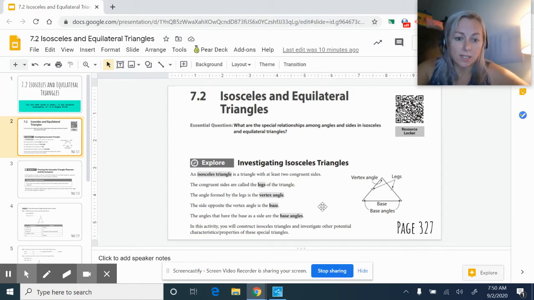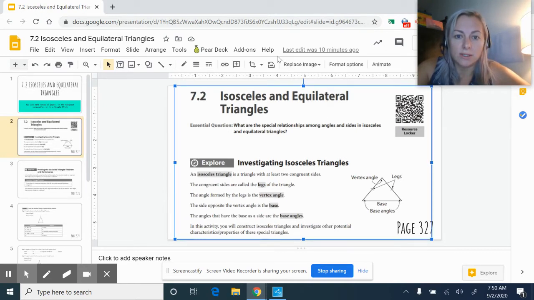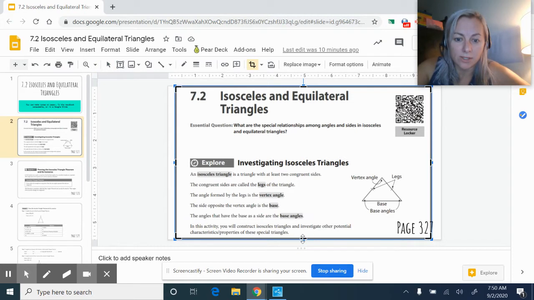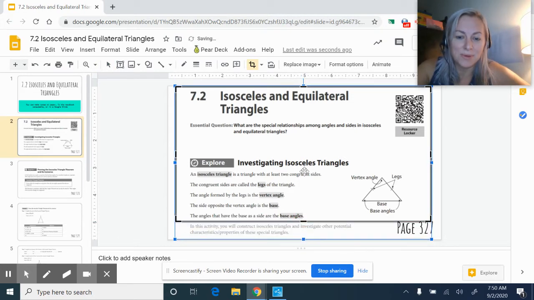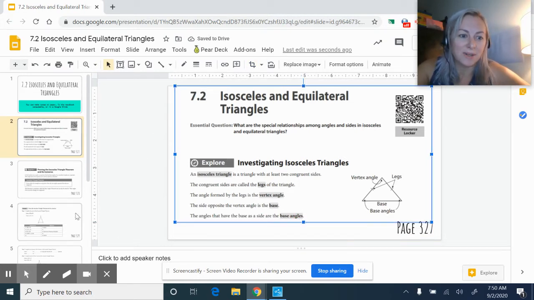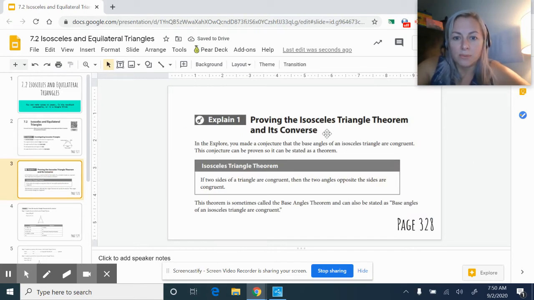In this activity, actually, we're not going to do that activity, okay? But this is from page 327. So let me just crop that out because you're not doing that. Boom. There we go. Okay, so proving the isosceles triangle theorem and its converse.